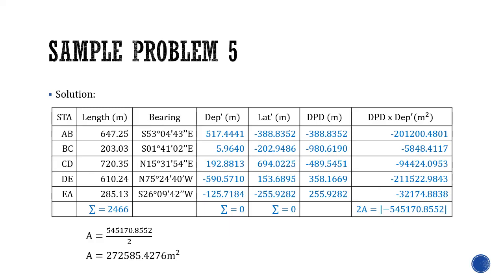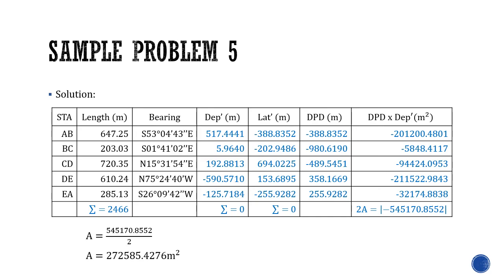Tapos, makakarating ka dito sa dulo. Makuha mo, the value is 255.9282, positive. The latitude of EA is negative, same value. So, ibig sabihin, tama yung values ng mga DPD natin. If hindi yan mag-equal, may mali. If hindi opposite yung sign, may mali. In this case, equal, opposite sign. So ibig sabihin tama yung ginawa natin.